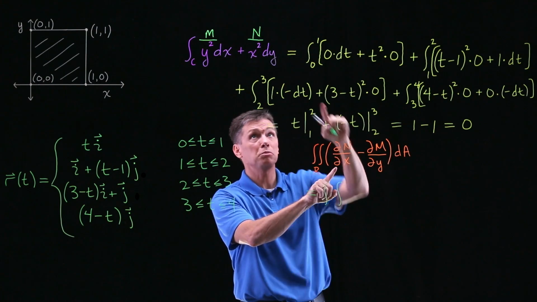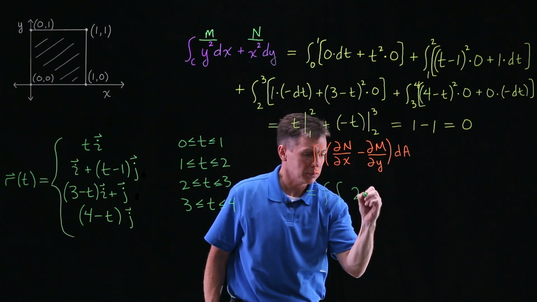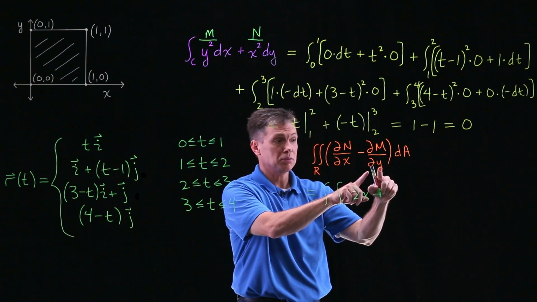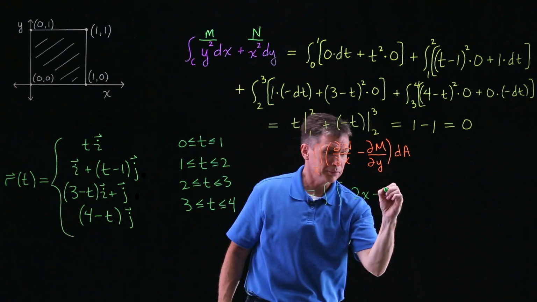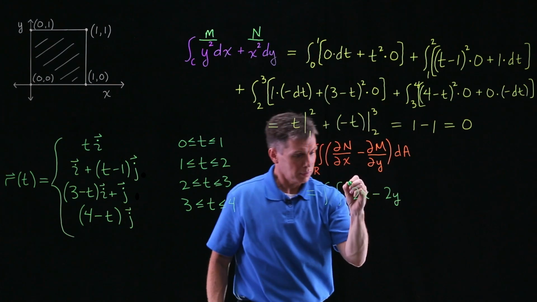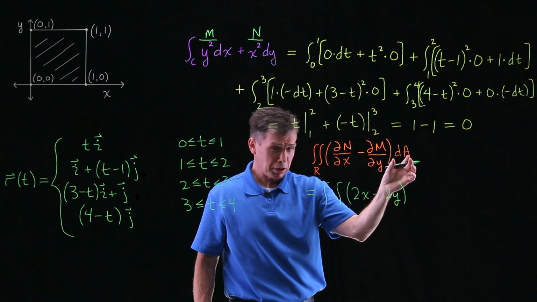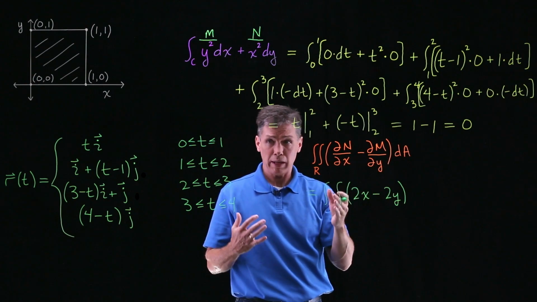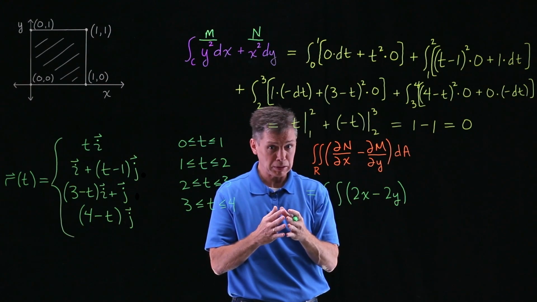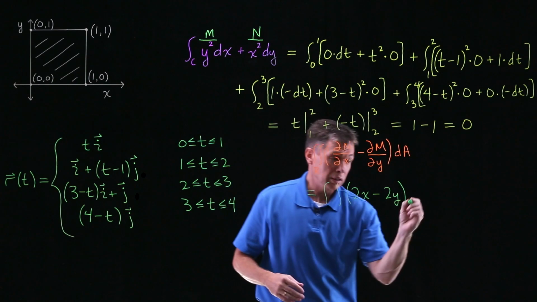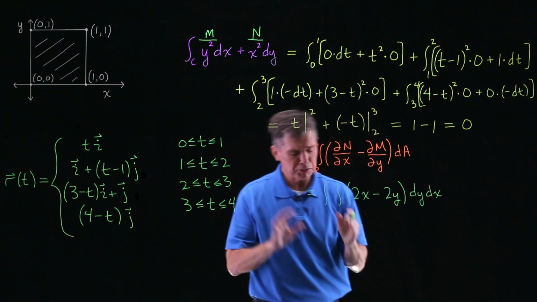The partial of n with respect to x, take a look, with respect to x, that's 2x, minus the partial of m with respect to y. With respect to y, that's 2y. Okay, then the dA, that's your differential element of the area that you're covering. The area that I'm covering involves both x's and y's, so I'm going to integrate this with respect to x and with respect to y. It actually doesn't matter the order here. Typically you go dy dx, it doesn't matter.